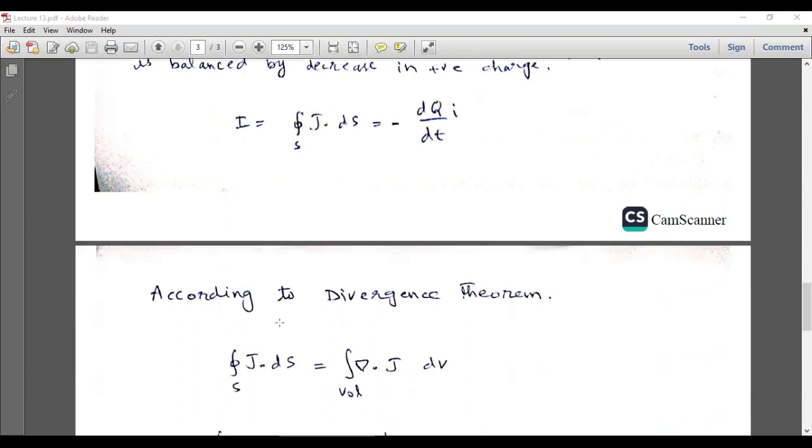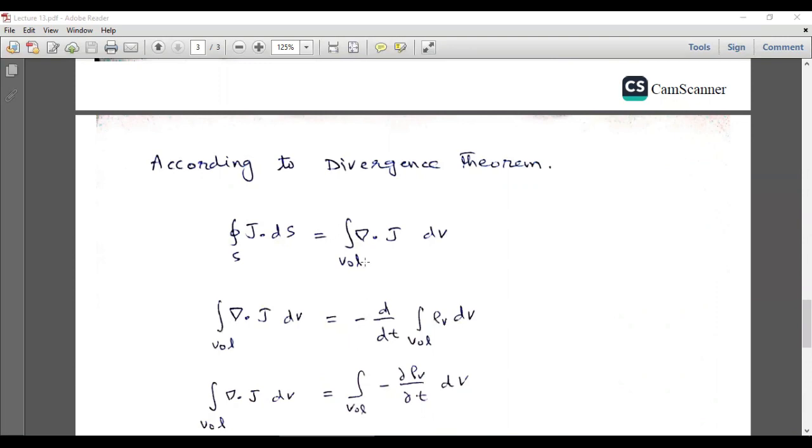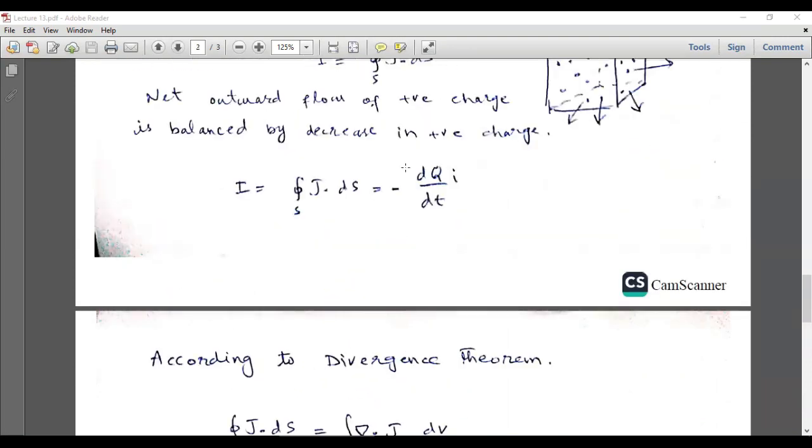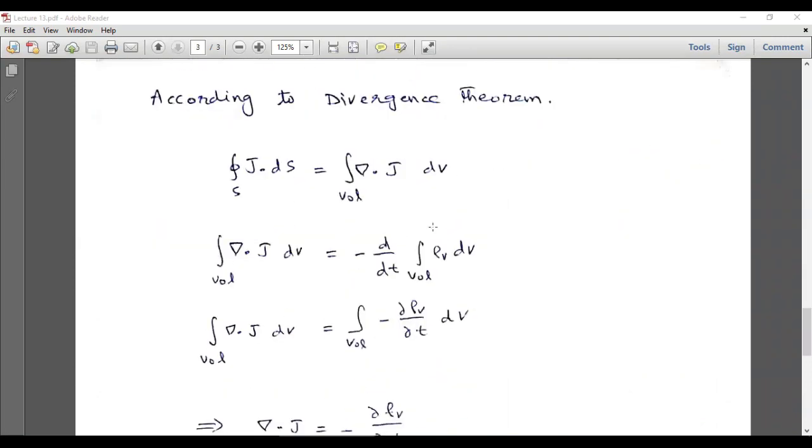And according to divergence theorem, the closed surface integral of j dot ds is equal to the volume integral of del dot j dv. And this implies that this volume integral is equal to minus dq by dt. And dq can be written as rho v dv, right? So it will become minus d by dt of the volume integral of rho v dv, and this can be written as the volume integral of del dot j dv equal to the volume integral of minus partial rho v over partial t dv.